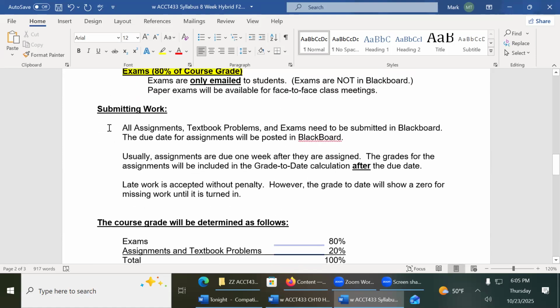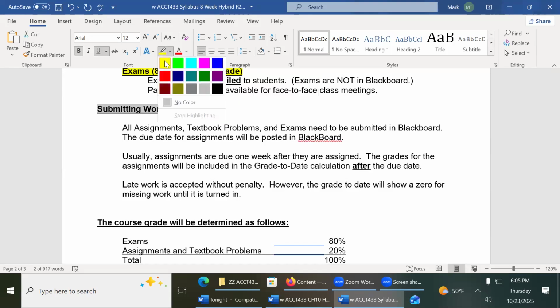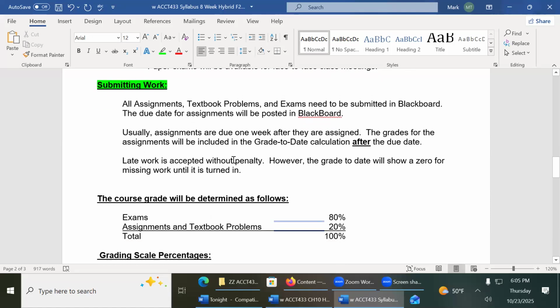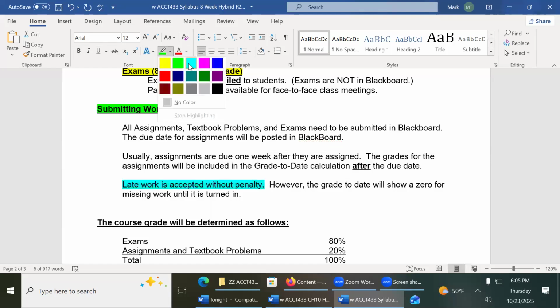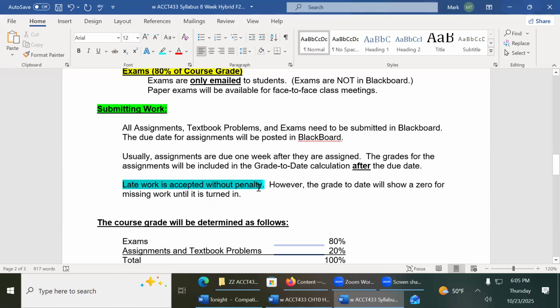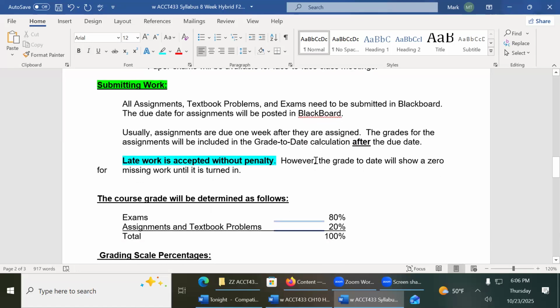All right, submitting work. Let's look at that. Everything gets submitted through Blackboard. Do not email it to me. Put it in Blackboard. Assignments are usually due a week after they're assigned. But if you send in late work, it will be accepted without penalty. Now, your grade's going to look bad until you get it in. But don't worry if you miss a deadline, because you can always turn it in, right up until the last day of the term.